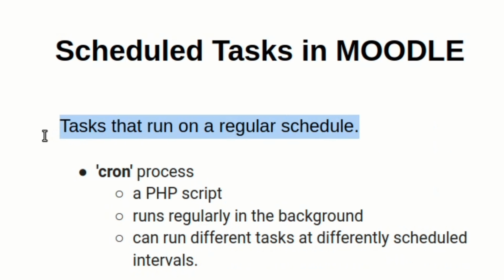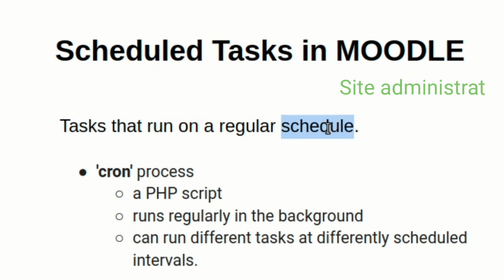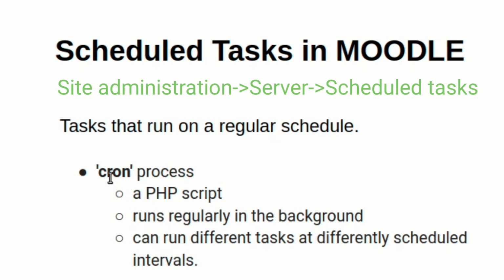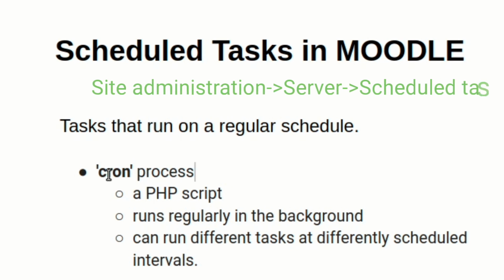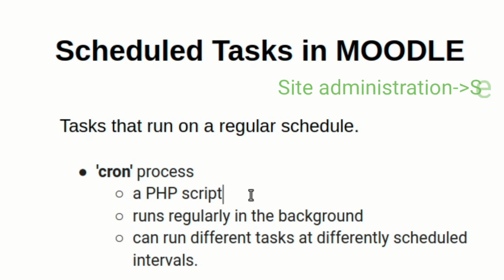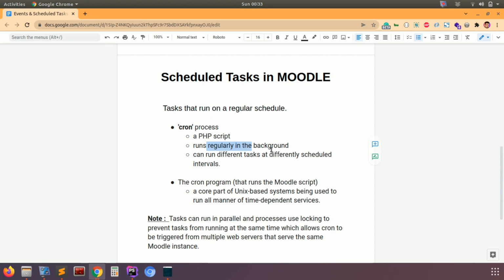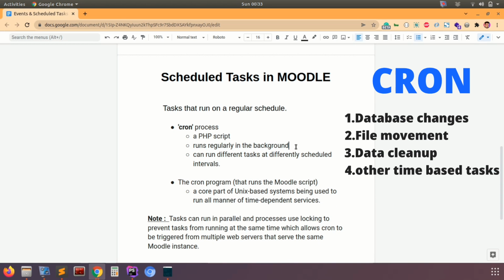Now talking about scheduled tasks in Moodle, these are tasks that run on a regular schedule with the help of a cron process. Cron basically is a script or a command line function that calls certain tasks in Moodle to make certain changes like database changes, move files around, clean up data, and other time-based activities.